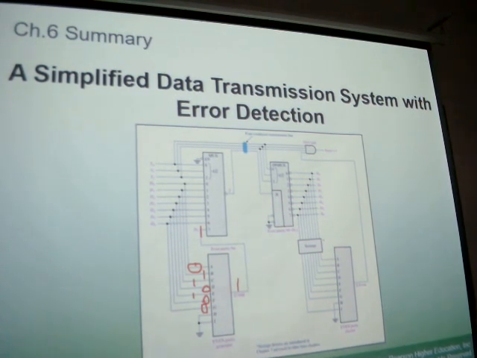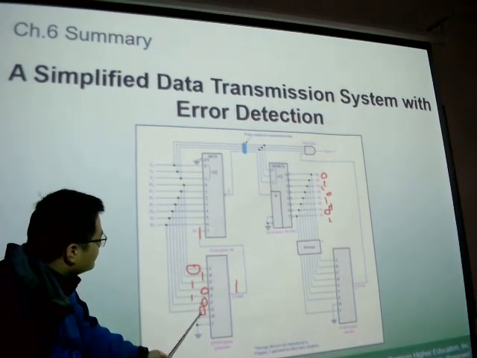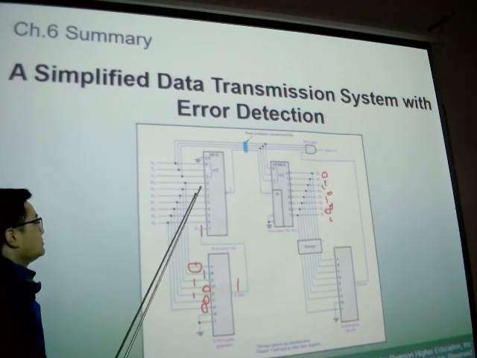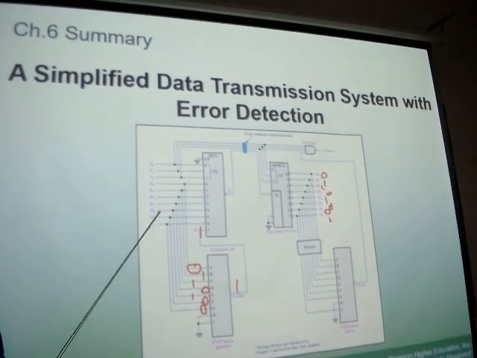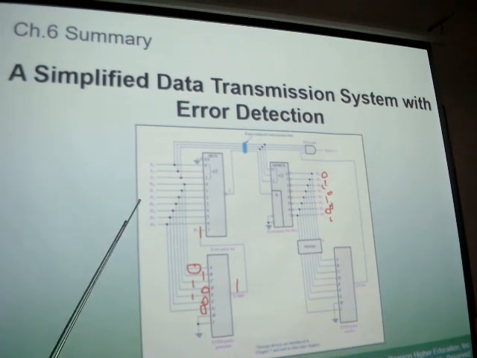So the output is also 0, 1, 1, 0, 1, 0, 0, 1. The output is the same as the input.